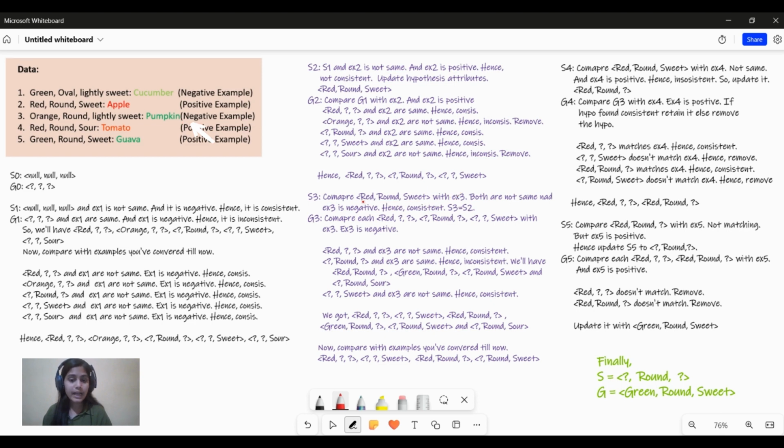Let's work with the general hypothesis now. As it is a negative example, we will do more work in this.